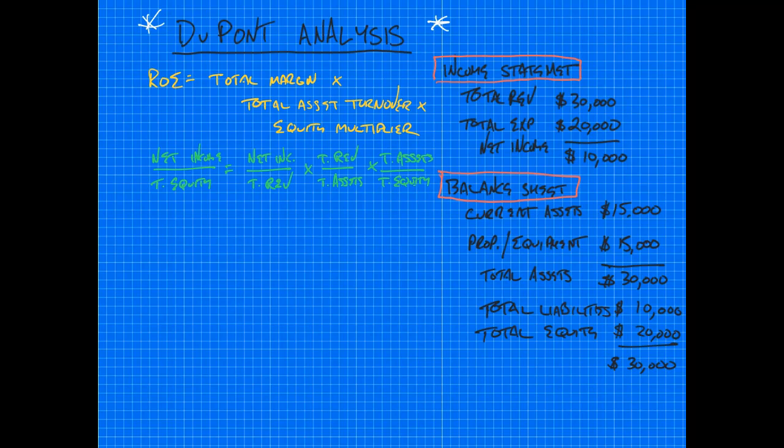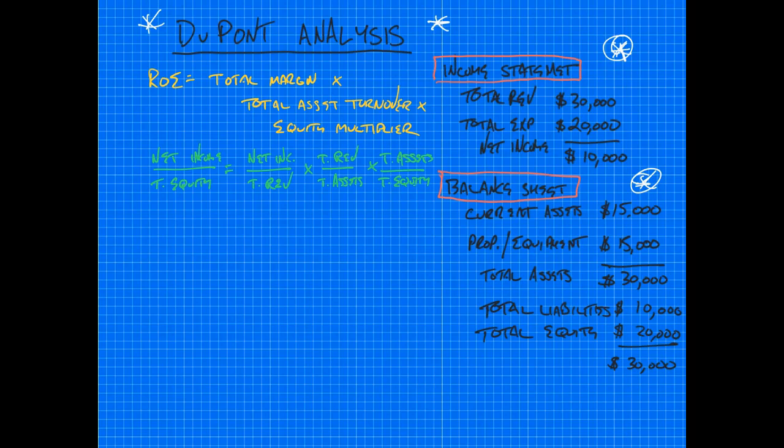Now, I've set up some things here for you. We've got an income statement, a very basic one, but it has all the elements. We also have a basic balance sheet that we're going to need in order to walk through what this DuPont analysis is.